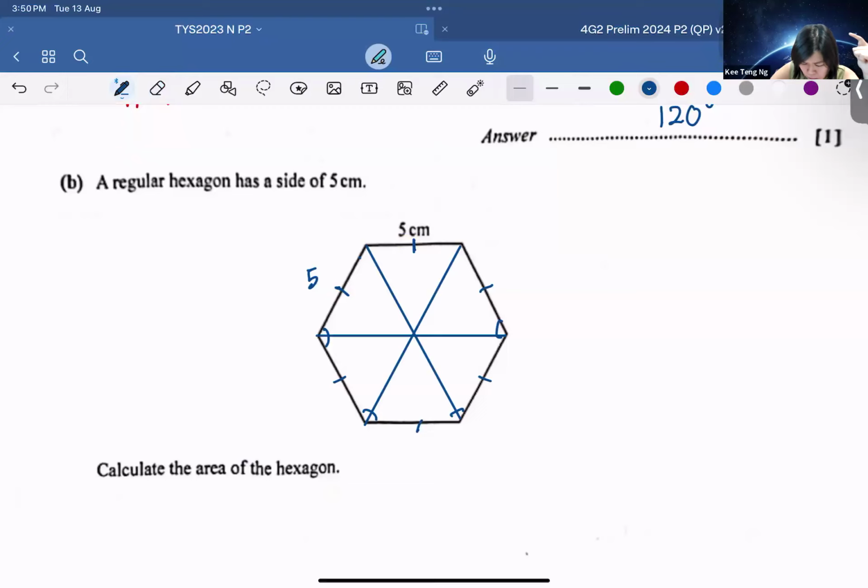If I cut it into triangles, that means all these angles here will add up to 360. I have 1, 2, 3, 4, 5, 6. That means this is going to be 60 degrees. I know that this one is originally 120 and it's symmetrical, right? I cut it into so many triangles already. This 120 makes this one also 60, and this one is also 60.